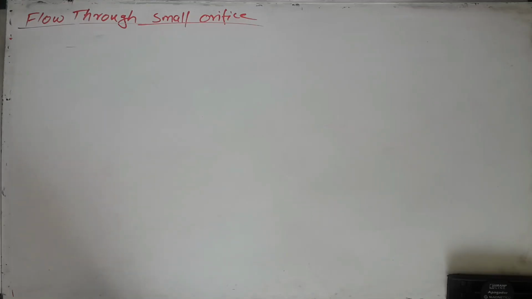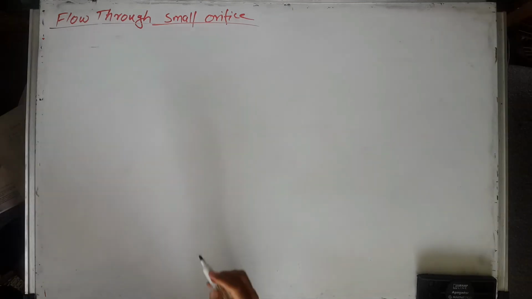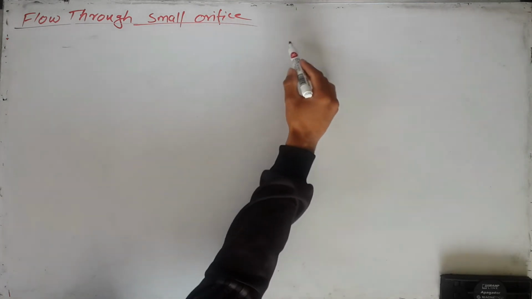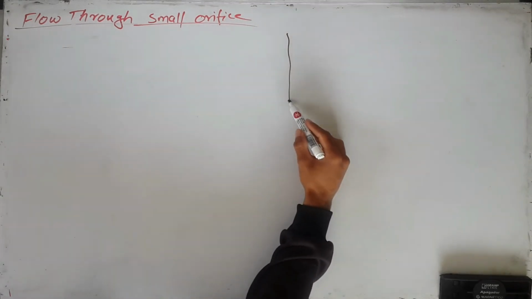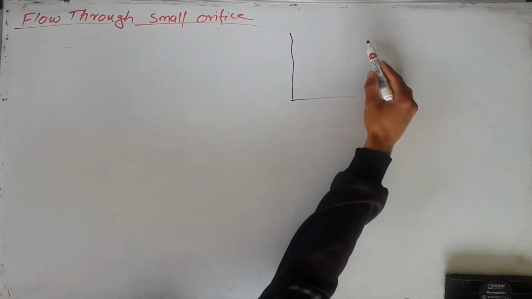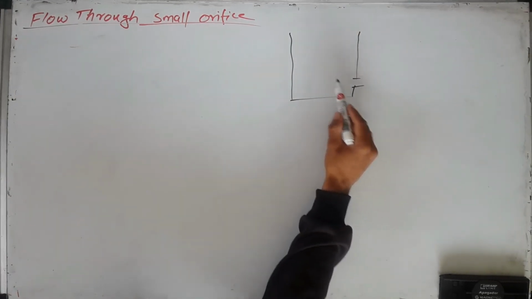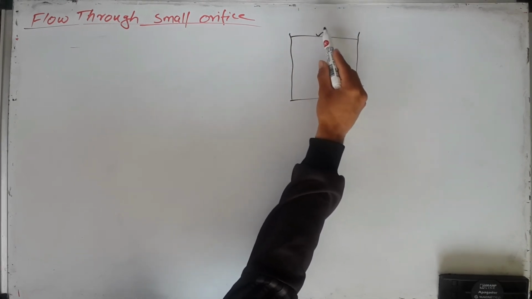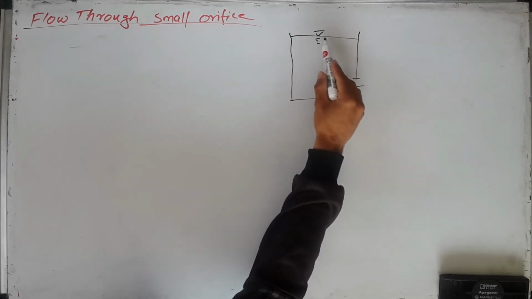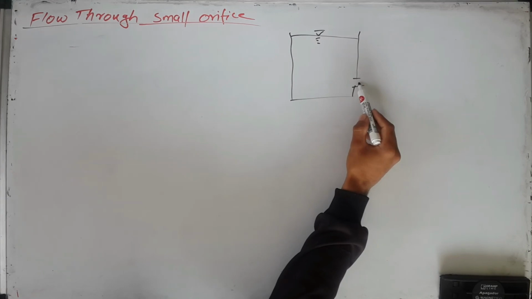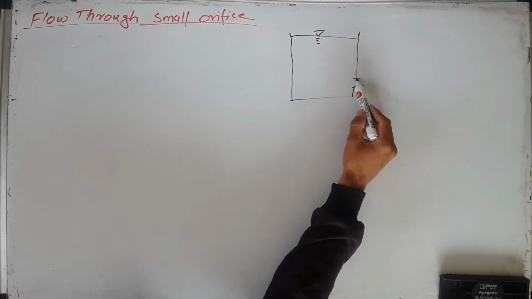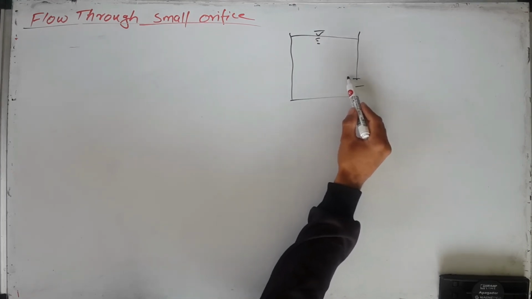Here we go with the flow through a small orifice. First of all, we will make a simple figure for a small orifice. Suppose this is the tank. This is the orifice here. If liquid is here, with the free surface here, and if the orifice is open, the liquid gets discharged here.